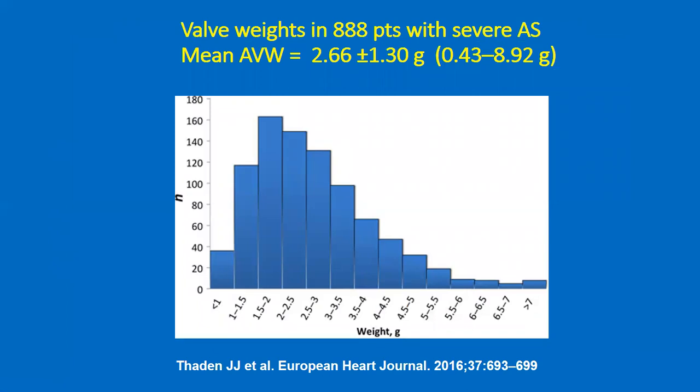Now, another way to look at aortic stenosis is looking at indices unrelated to flow, in other words, flow-independent indices, and this is valve weight. In almost 900 patients with severe aortic stenosis, this is the distribution of the weight. This is the number of patients. And we see here that the mean aortic valve weight for severe aortic stenosis is a little more than 2.6 grams.